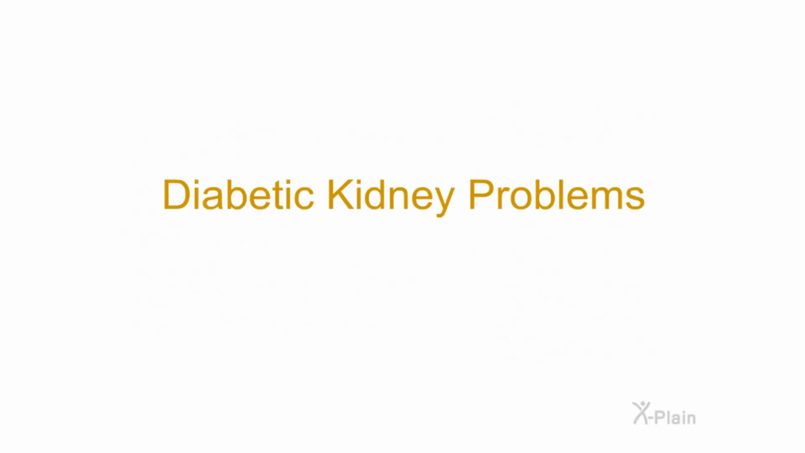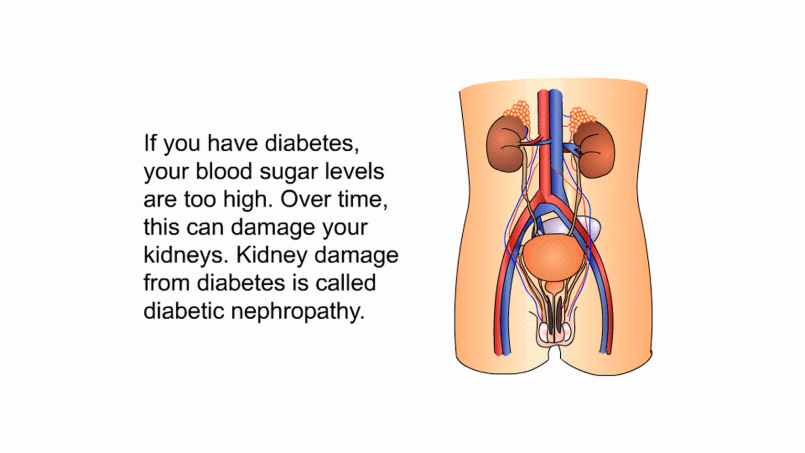Diabetic kidney problems. If you have diabetes, your blood sugar levels are too high. Over time, this can damage your kidneys. Kidney damage from diabetes is called diabetic nephropathy.